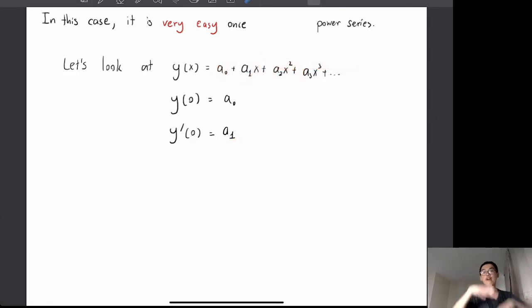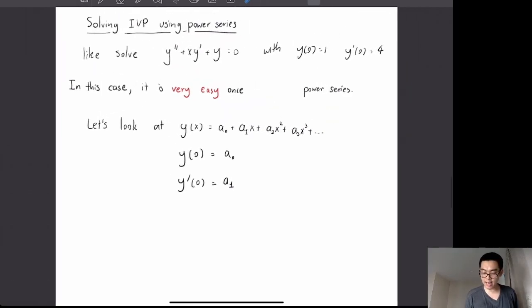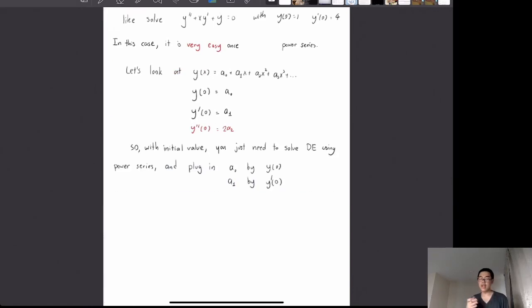With all of this combined, all you need to know is that if the problem tells you y(0) equal to 1 and y'(0) equal to 4, it tells you A0 and A1. So what you do is you just solve the differential equation the normal way, and then you just plug in A0 equal to y(0) and A1 equal to y'(0).